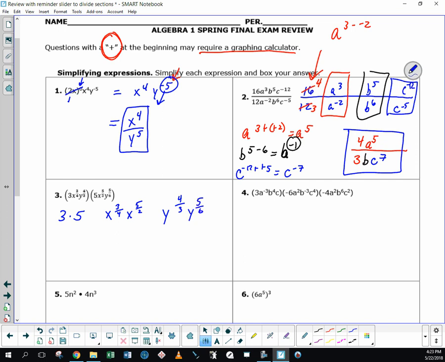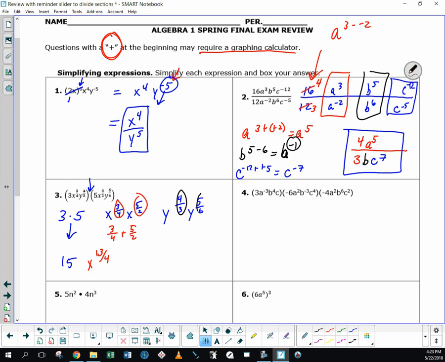And I can do this because we're multiplying. If it were adding, that would be a different ballgame. So 3 times 5 is easy. That's 15. And then I take a look at this and I put that in my calculator. In my calculator, I would say 3/4 plus 5/2, which is going to give me 13/4. So I have x to the 13/4.